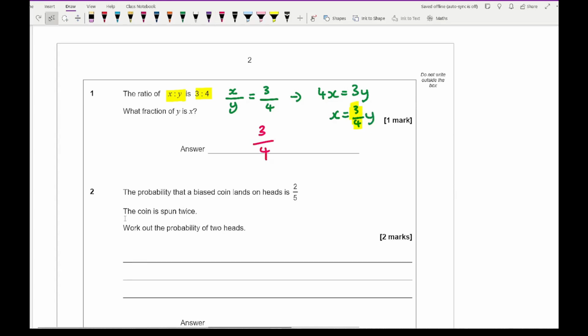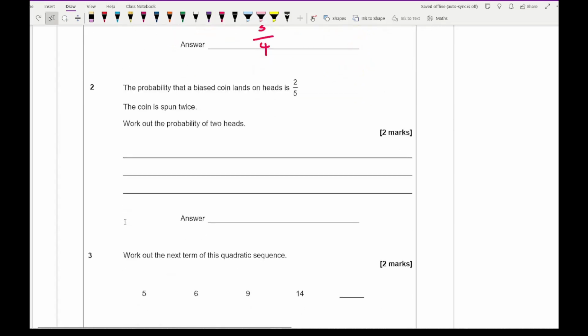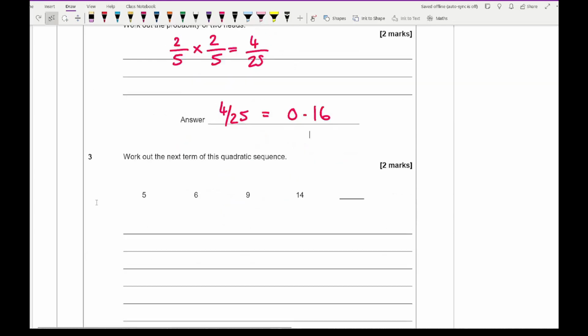Then moving on to question 2, it says the probability that a biased coin lands on a head is 2/5. The coin is spun twice, work out the probability of 2 heads. So for this we need to do 2/5 and means times. So 2/5 times 2/5, which is 4 over 25. I can write my answer either as a fraction or as a decimal, which is 0.16. So either of those would be absolutely fine.